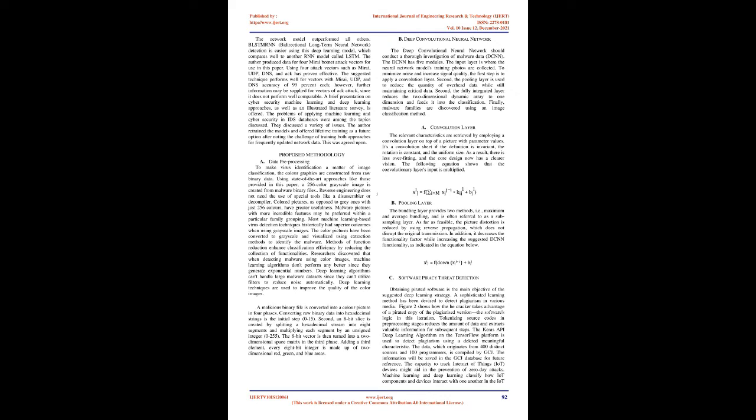BLSTMRNN, bidirectional long short-term memory recurrent neural network. Detection is easier using this deep learning model, which compares well to another RNN model called LSTM. The author produced data for 4 Mirai botnet attack vectors for use in this paper. Using 4 attack vectors such as Mirai, UDP, DNS, and AC has proven effective. The suggested technique performs well for vectors with Mirai, UDP, and DNS, with accuracy of 99% each. However, further information may be supplied for vectors of AC attack, since it does not perform comparably well.